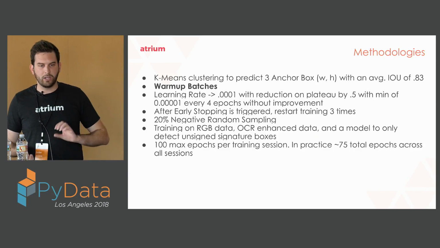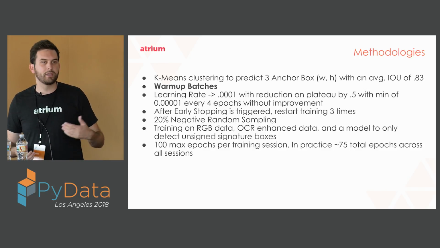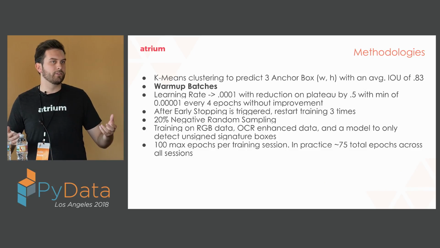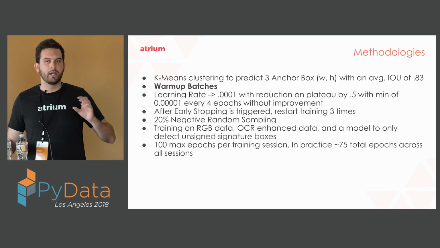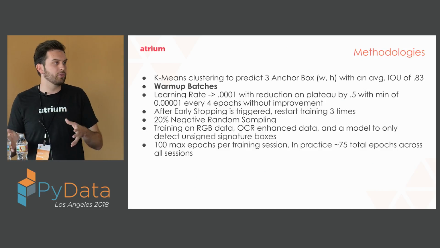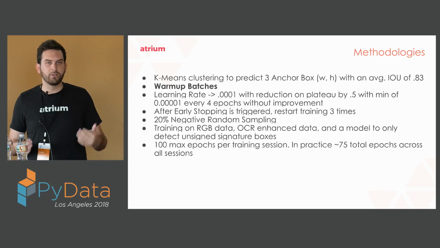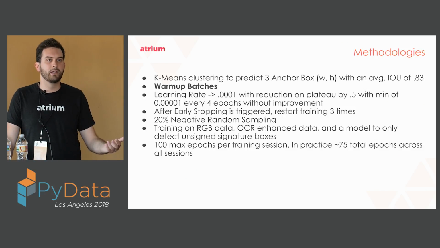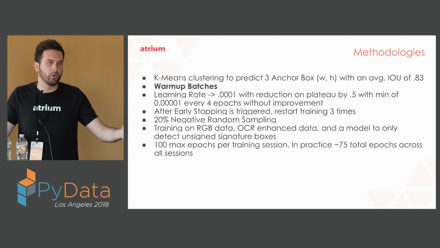The idea is take all of your training examples, set them to have the same midpoint, and then for the k number of centroids of your choosing, cluster in the width and height space and use IOU as the distance metric. We've done this for 3 anchor boxes, and we're able to get an average IOU of 0.83, where 1 would be perfect.